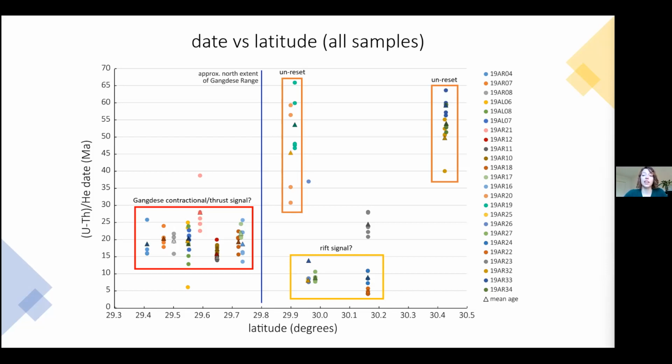We theorized that the southern ages could potentially be reflecting a pulse of exhumation related to the timing of uplift of the Ganges range, whereas ages outside of the Ganges range to the north could be reflecting the much younger rifting signal, even as young as 4 Ma, which is potentially one of the youngest ages that I've seen in my research across the Tibetan Plateau. Or potentially there may be some areas where not enough rift-related exhumation has occurred and those samples have not yet been reset.